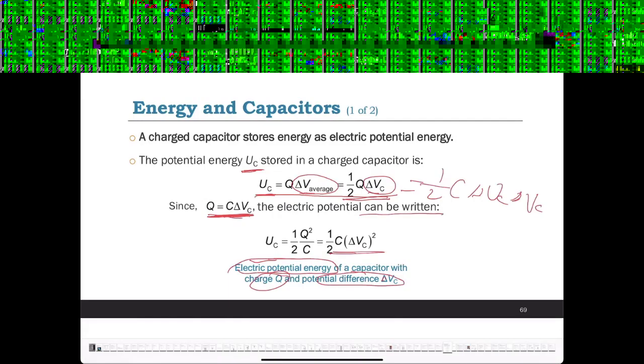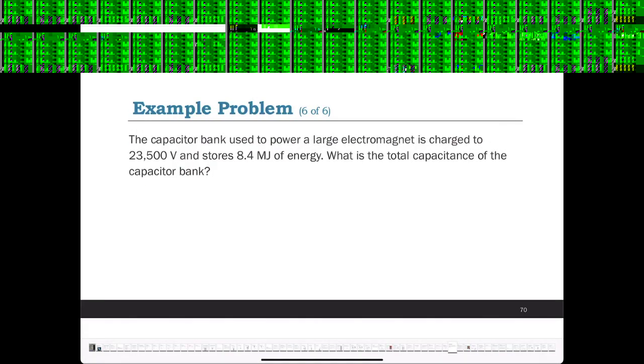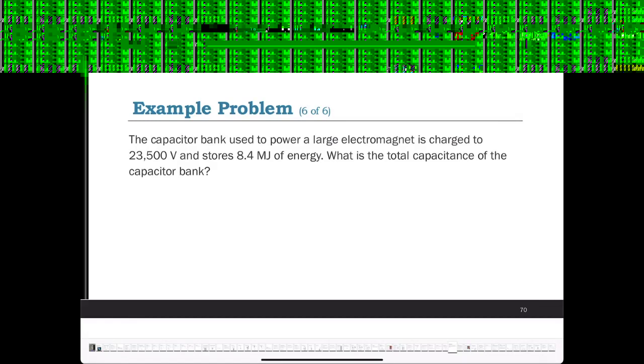And let's talk about this example problem. A capacitor bank used to power a large electromagnet is charged to 23,500 volts and stores 8.5 megajoules of energy. What is the total capacitance of the capacitor bank?